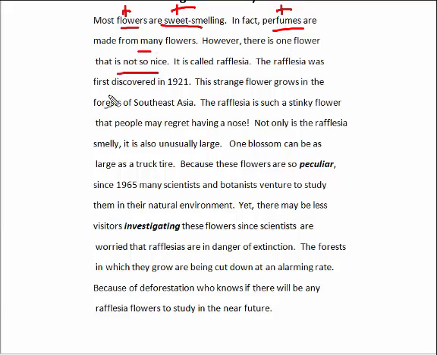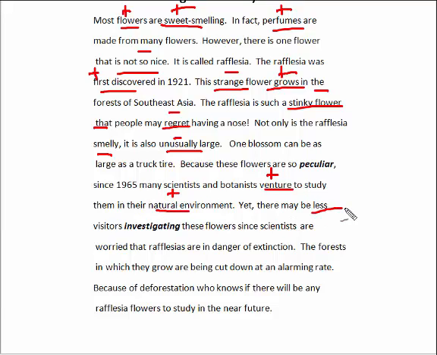We look over here, first discovered. When you discover something, you're finding something that's positive. Strange flower, I feel like that's negative. Growing is positive. And stinky flower, that's negative. Regret having a nose, that's negative. Smelly is negative. Unusually large, that feels negative. And we come over here, botanist adventure, I go on an adventure, that's going to be positive. Natural environment, I feel like that's beautiful, that's going to be positive.